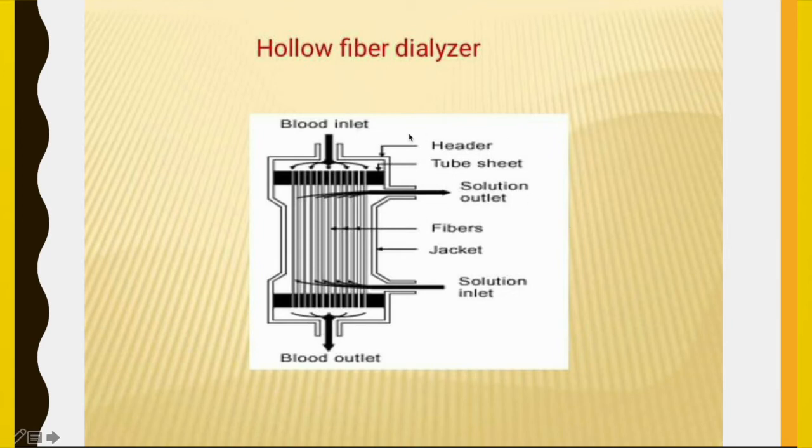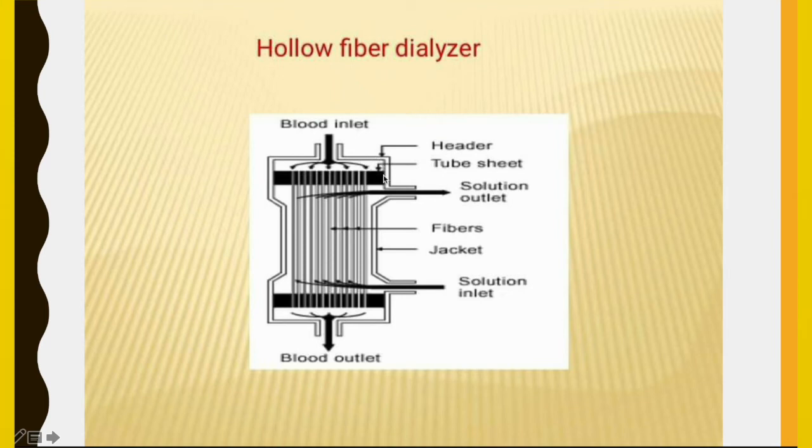Before going to the history or some facts about the hollow fiber dialyzer, I want to show you the structure. Here there is the blood inlet, here is the blood outlet. So there is the first entrance, this is the second entrance. Mainly there are 4 ports, 2 for the blood inlet and outlet, and 2 ports for the dialysate. This is the dialysate solution inlet, and this is the dialysate solution outlet.